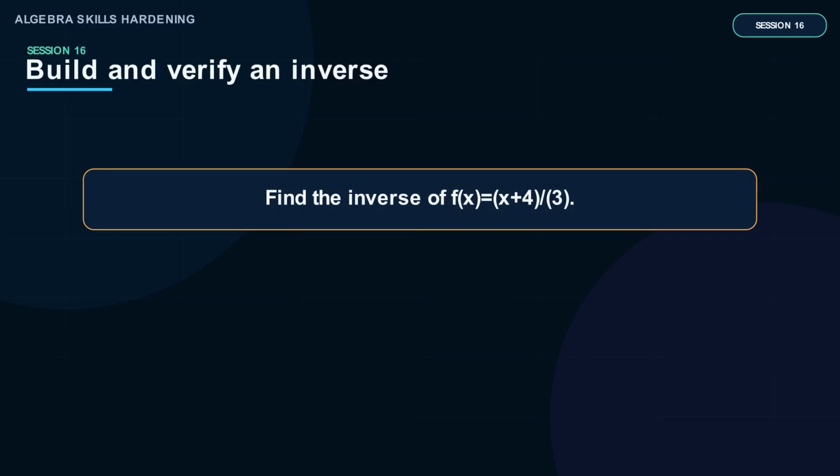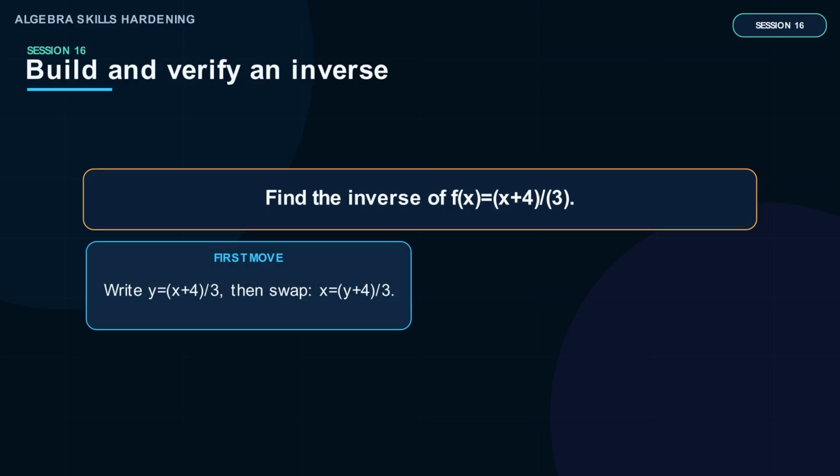Here is the challenge. Find the inverse of f(x) equals (x plus 4) over 3. Restate the target and identify the most important part of the routine. The first move is write y equals (x plus 4) over 3, then swap: x equals (y plus 4) over 3. This changes the form without changing the meaning.